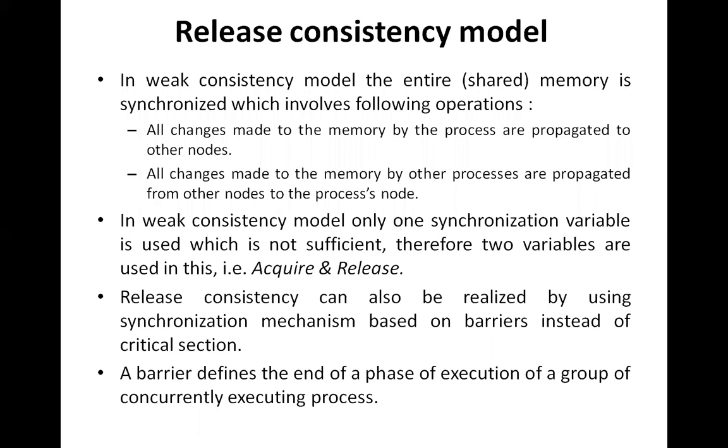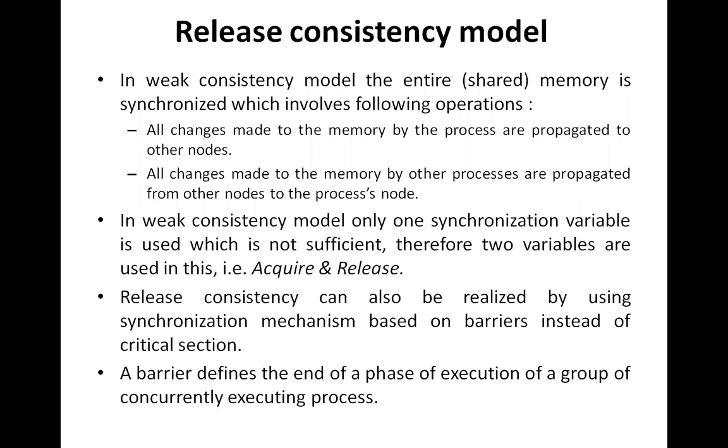On the other hand, the release synchronization variable is used by a process to tell the system that it is just going to exit from the critical section, so that the system will be performing only the first operation when the synchronization variable is being accessed. Now, it is the duty of the programmer to put the acquire or the release at a suitable place in their program, so that whether the first operation or the second operation has to be performed can be decided.